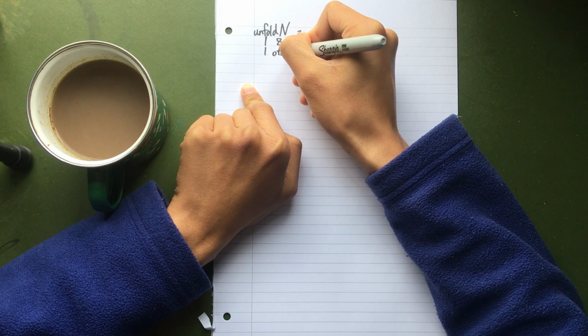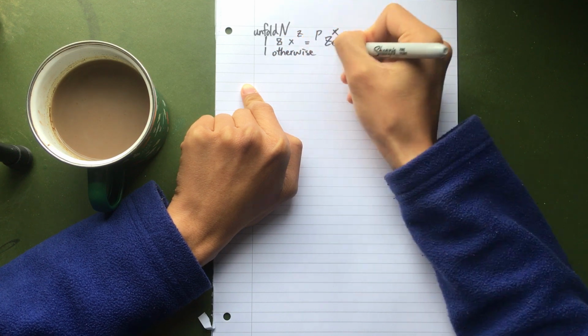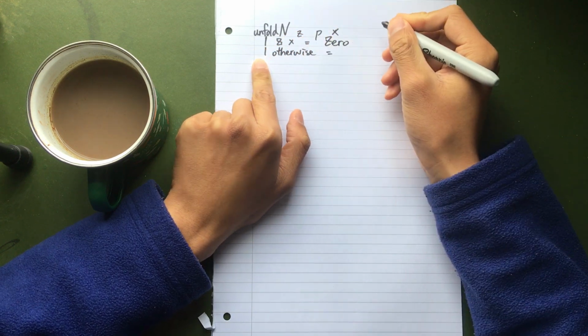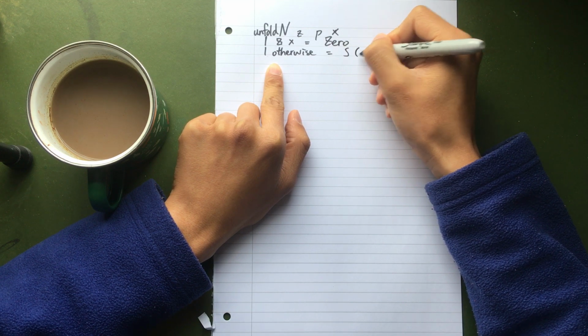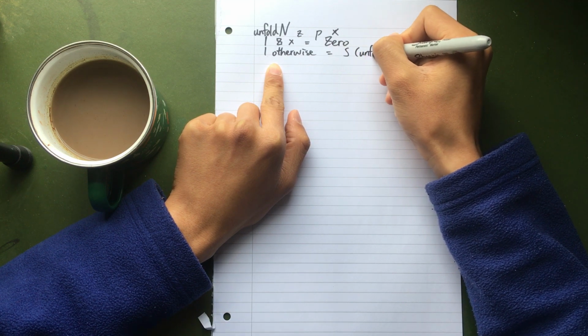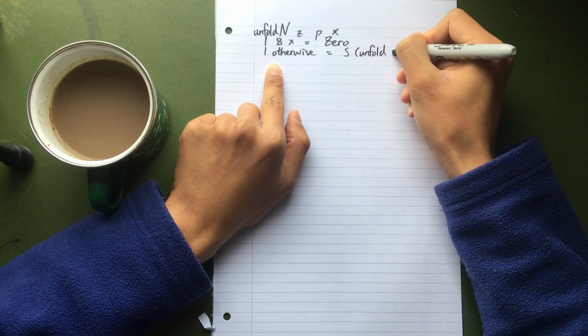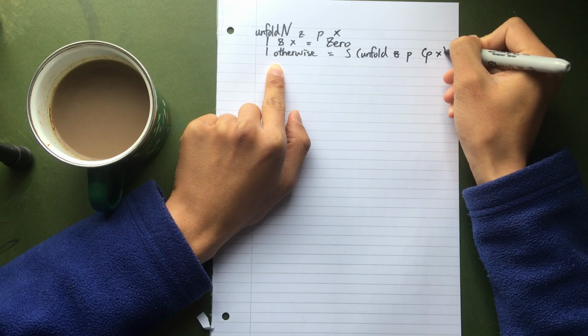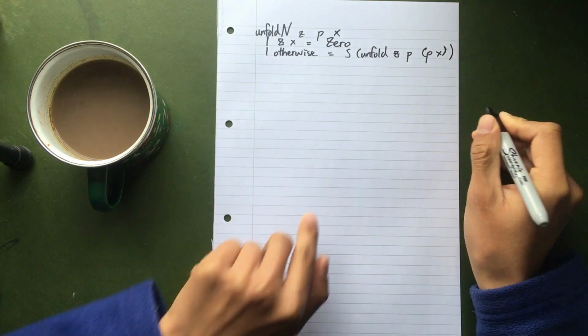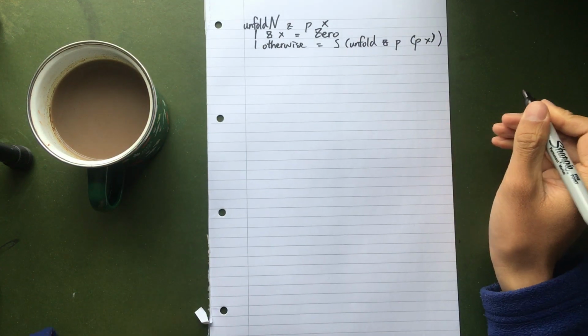Otherwise, we're going to output the successor of the unfold, but this time, instead of x, we're going to have p x. This is what unfold n is.